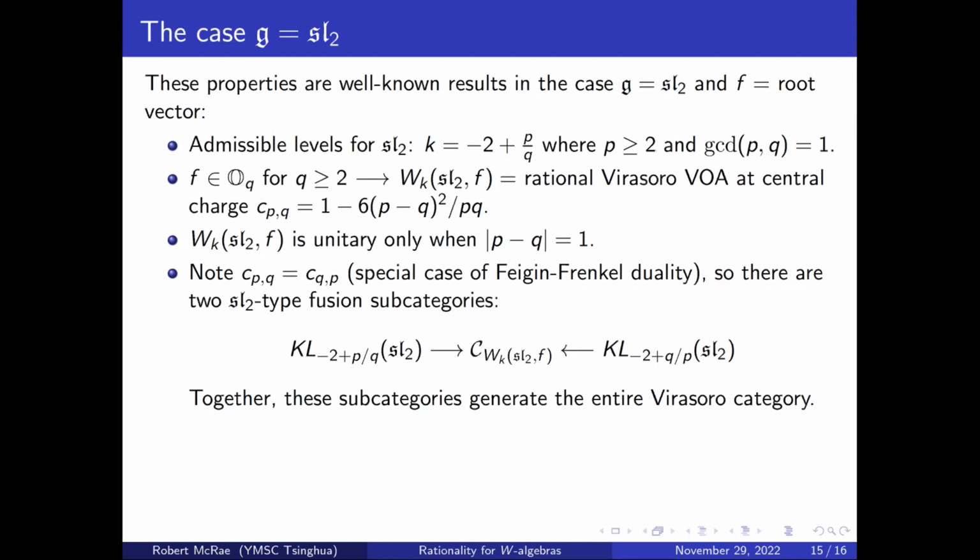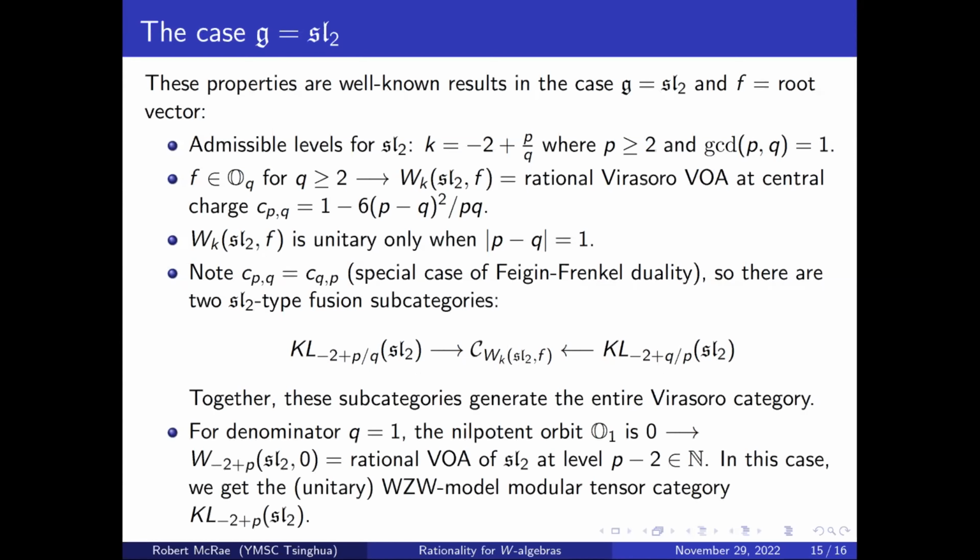And then we have these Drinfeld-Sokolov reduction functors. Actually, we have two of them because c_{P,Q} equals c_{Q,P}. This is the most basic case of Feigin-Frenkel duality. So this Virasoro category contains two affine SL2 subcategories, one for level P over Q and one for Q over P. And these subcategories together generate, as a tensor category, the entire Virasoro category.